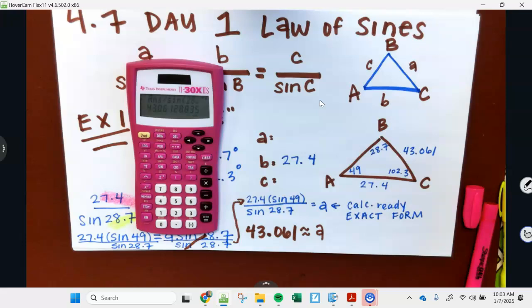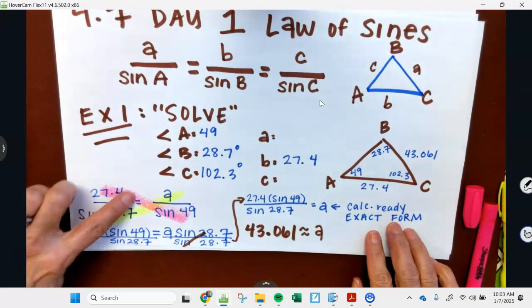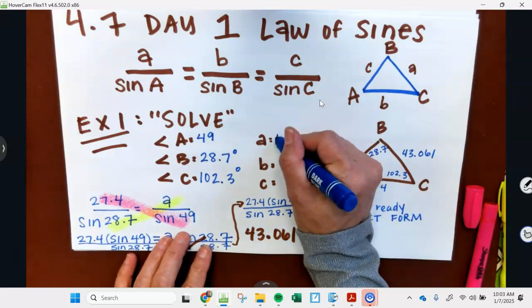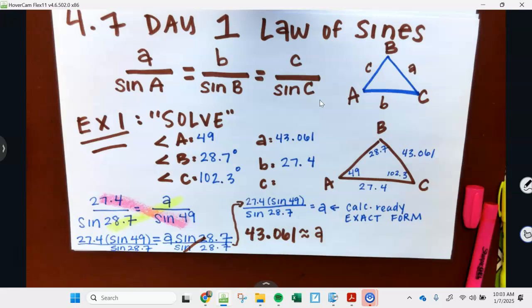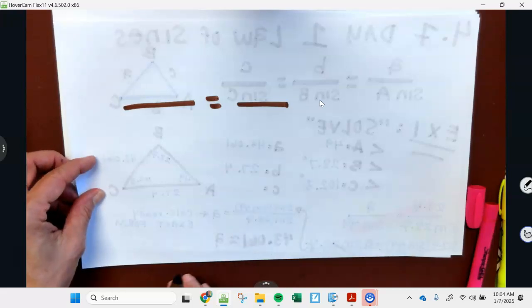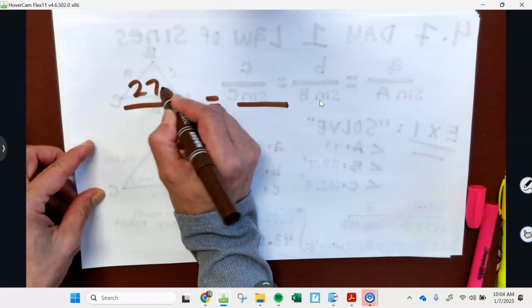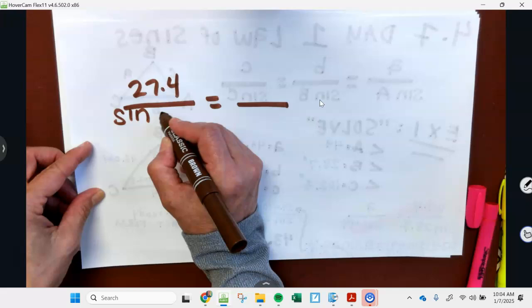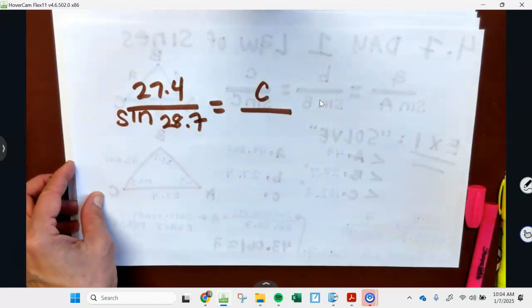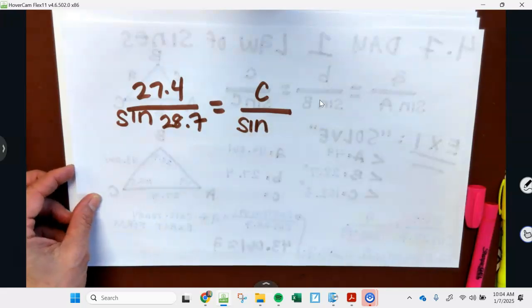All right, we still have leg C. Guys, leg C is going to be using the same format. In fact, I'm going to recopy the same left side of my equation. I'm just going to alter the right side for leg C. Oh, hold on. Let me fill in this gap right here. All right, leg C. So let me go to the back. Let me go ahead and recopy that left side of my paper. So remember, that was 27.4. And remember, this was sine of 28.7. But remember, this time I'm looking for C. So the letter C is going to go on top. And then we need the sine value for angle C. And remember, for angle C, we got 102.3.